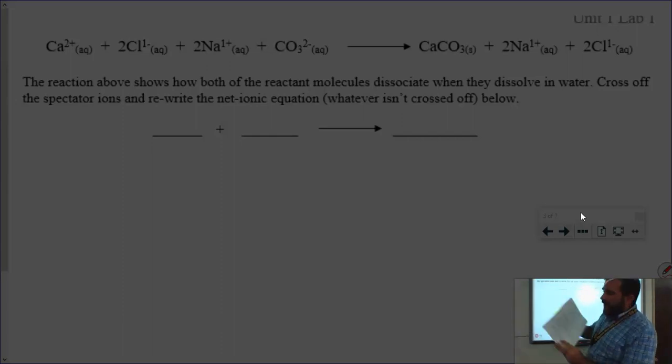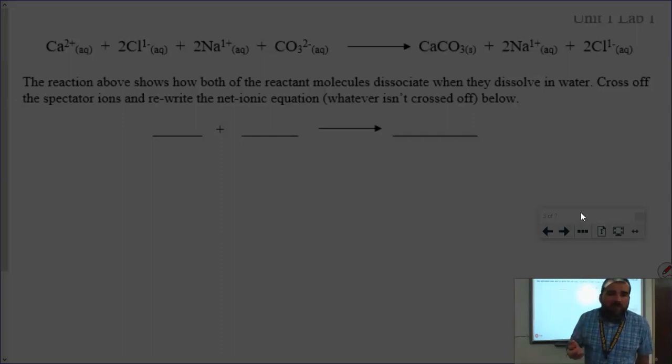So on the back, on my slide right here, I'm starting on the top of the back side, all right? So let's go through this. What I have done, and the difference between the reaction on the front and the reaction on the back, is I have dissociated those ions, all right? I had on the front side CaCl2 and Na2CO3. Those were the compounds that I had on the front for the reaction. But on the back here, I have broken them apart. I have dissociated them.